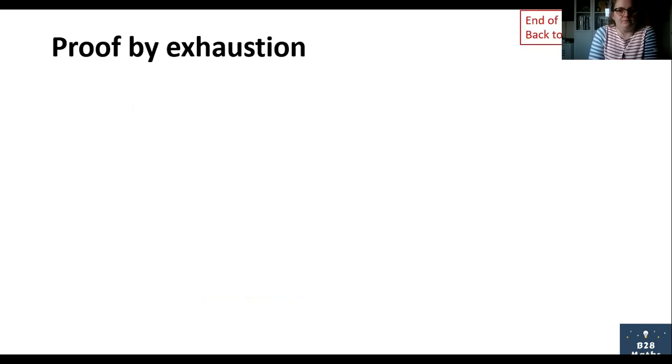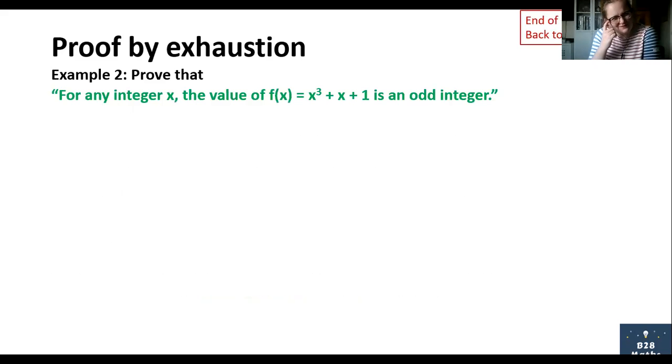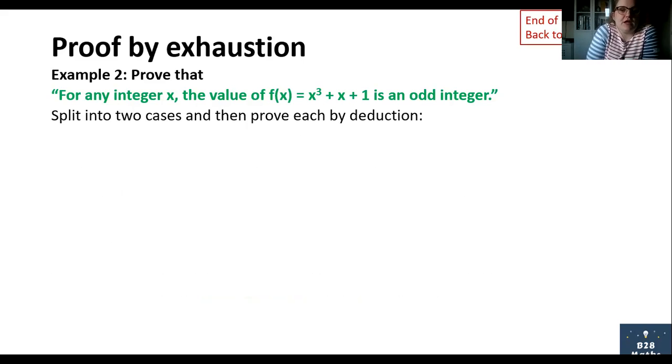Proof by exhaustion. So another example, we're going to prove that for any integer x, the value of f(x) equals x cubed plus x plus 1 is an odd integer. So we're going to split this into two cases, and then we're going to prove each by deduction. So case 1, x is an even integer.